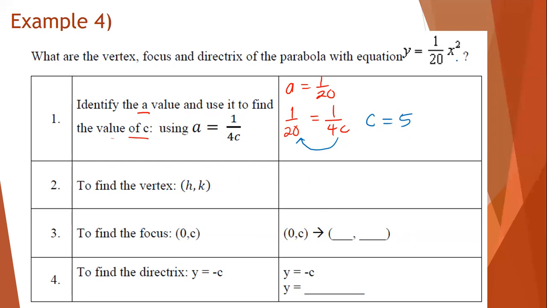The vertex, because there's no h and k here, I know that the vertex is at 0, 0. To find the focus, it's 0, comma our c value. And what did we get for our c value? 5. Focus has been found. And then to find the directrix is y equals negative c. And so y equals negative 5 is our directrix. So there's our directrix.